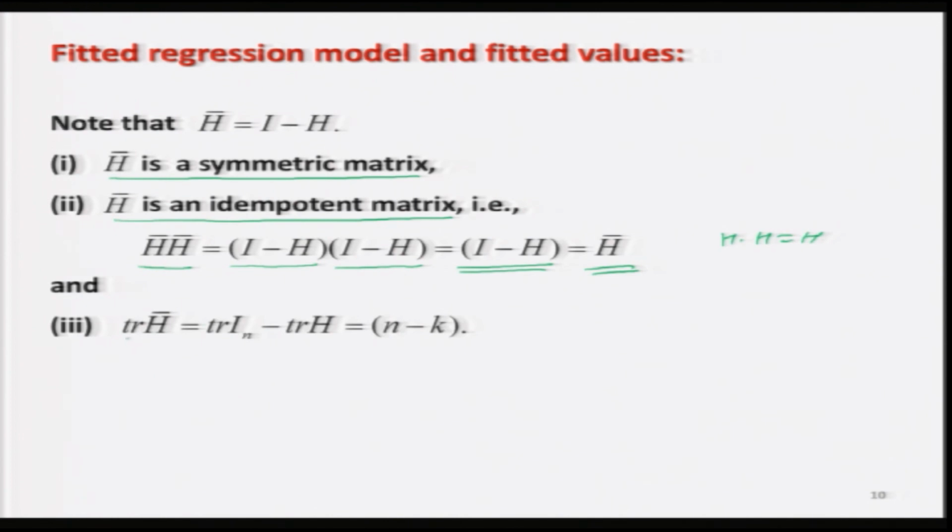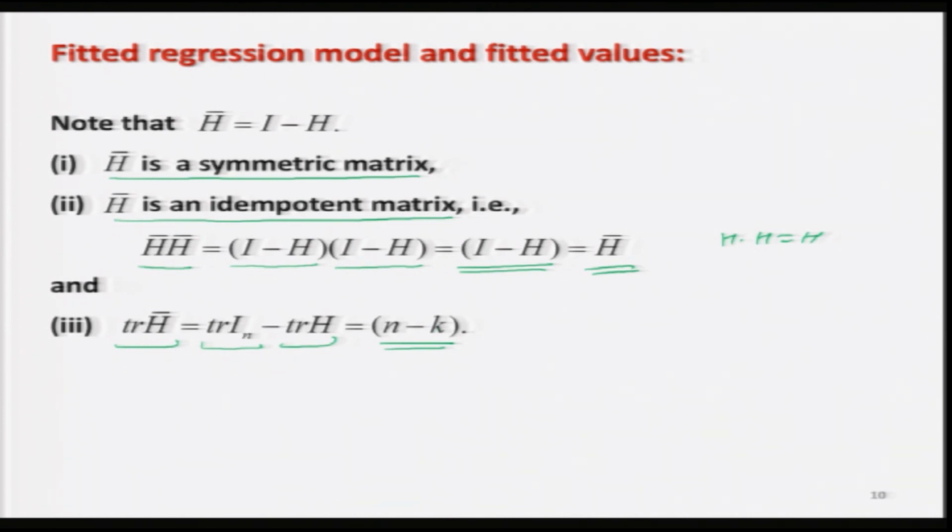And if you try to find the trace of the H bar matrix, this is simply the trace of the identity matrix of order n minus the trace of H. Trace of H you have already obtained. So trace of I n minus trace of H is simply n minus k.